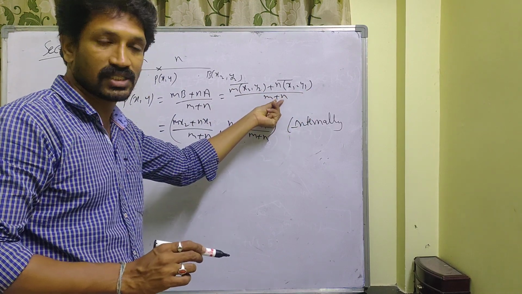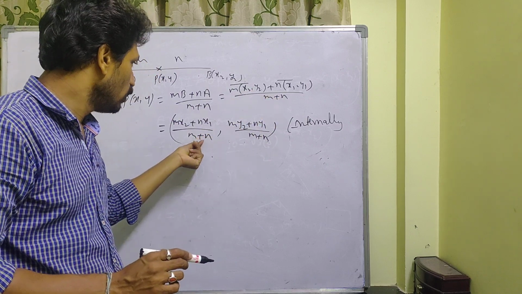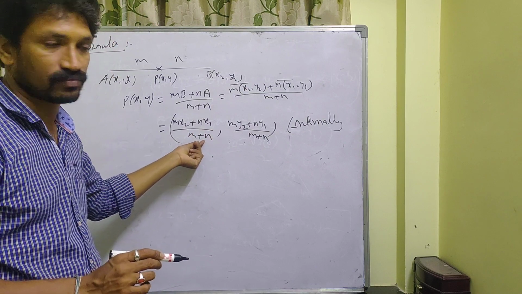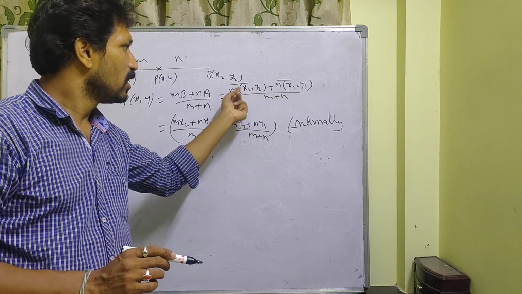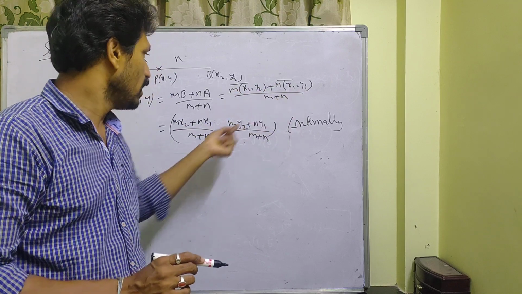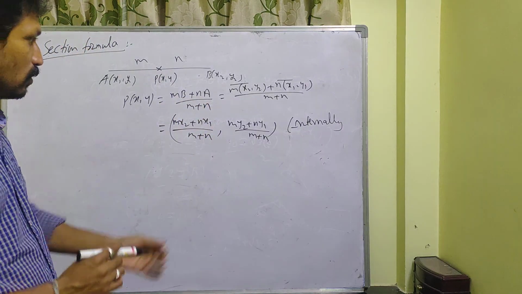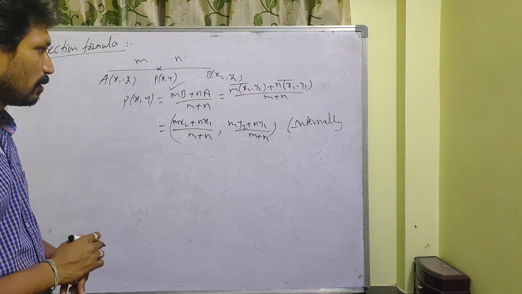This m plus n should be written for both denominators. Okay, so mx2 plus nx1 by m plus n, my2 plus ny1 by m plus n. M plus n should be written for both denominators. So this is the short way. So you can use it like this directly, mB plus nA by m plus n.